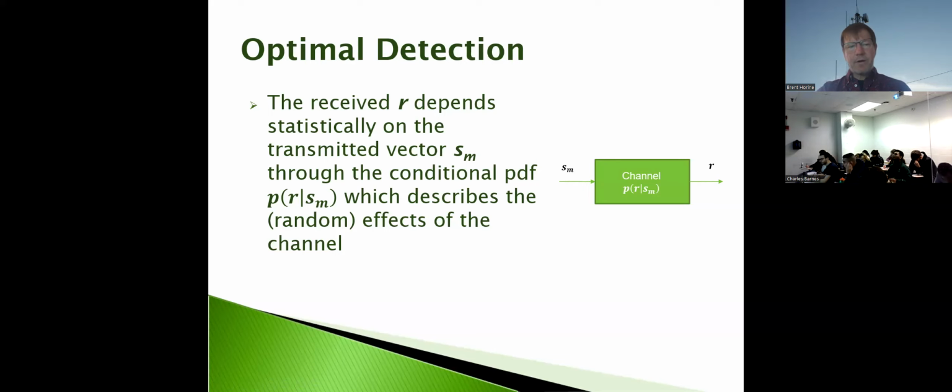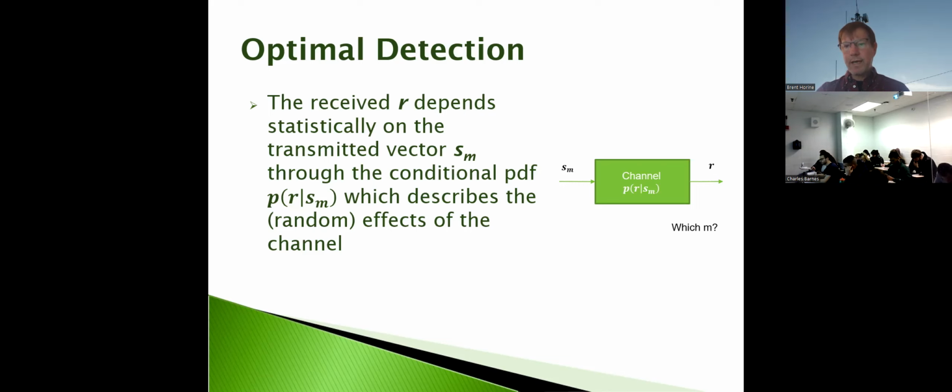So the received R depends statistically on the transmitted vector S sub M through the conditional PDF, which describes the random effects of the channel, right? So this channel is going to impart some effects onto the symbol S sub M that is coming across and produces the R that the receiver actually sees. And that's going to be a statistical process that is conditional upon the actual message being sent, right?